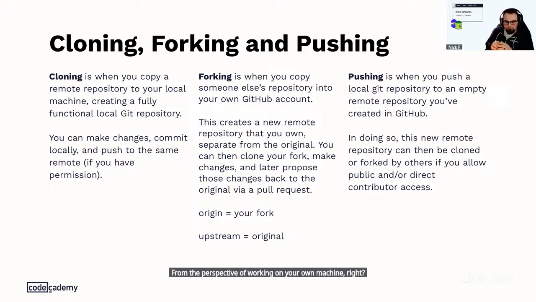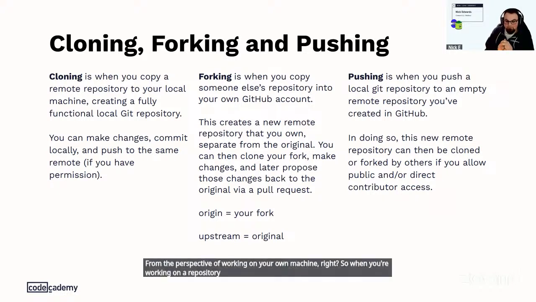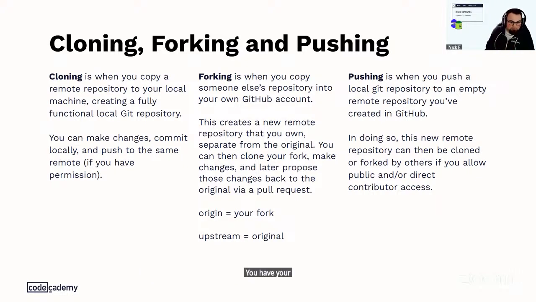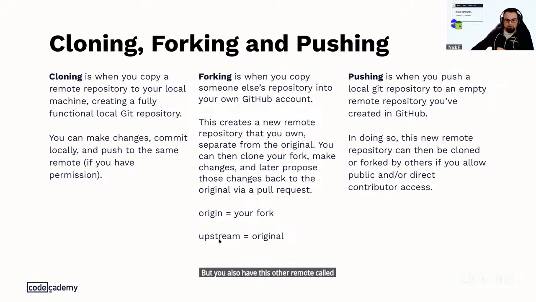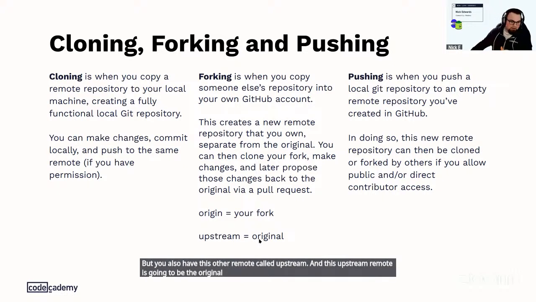So when you're working on a repository locally that you've forked, you have your remote repository, which is the one that you forked, the one that you created on your GitHub. But you also have this other remote called upstream. And this upstream remote is going to be the original project that you forked.